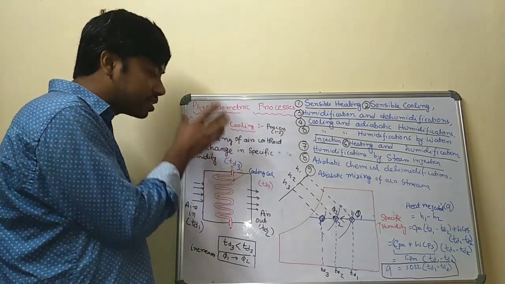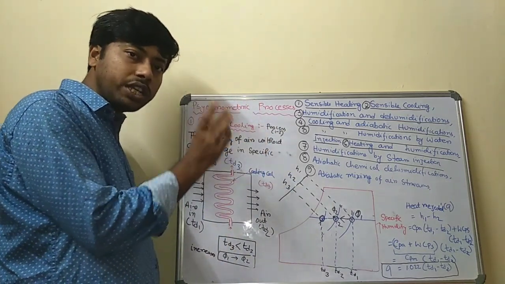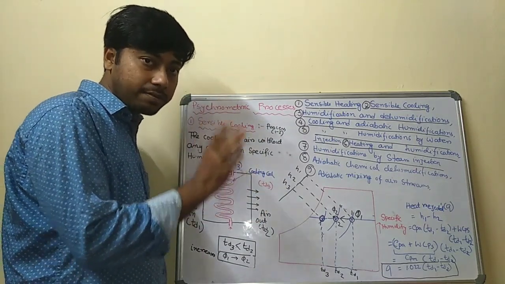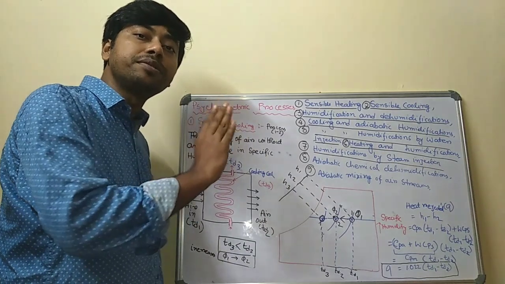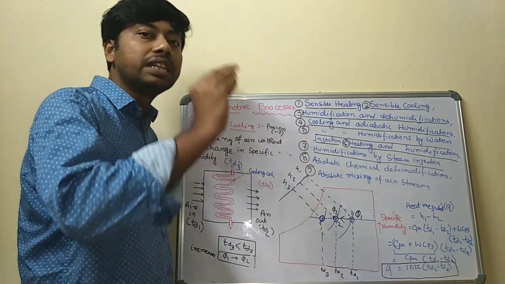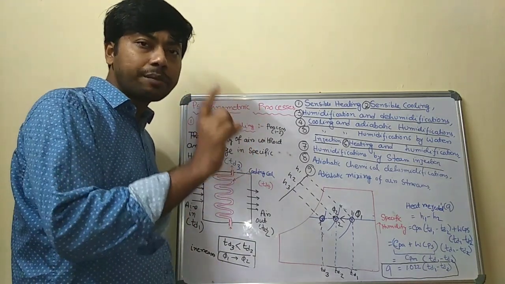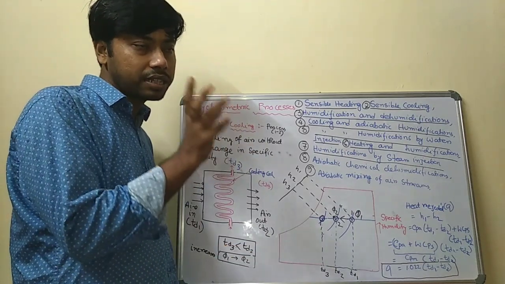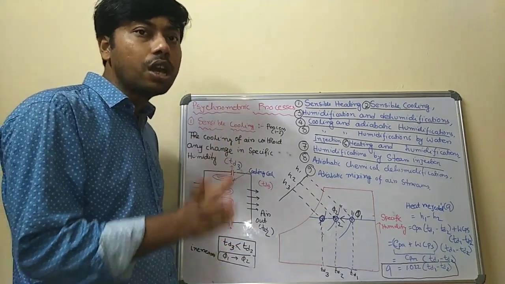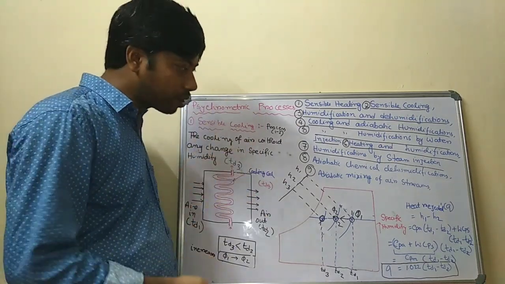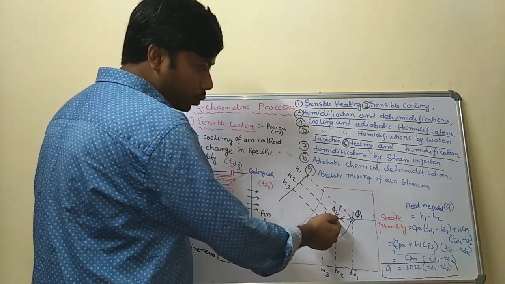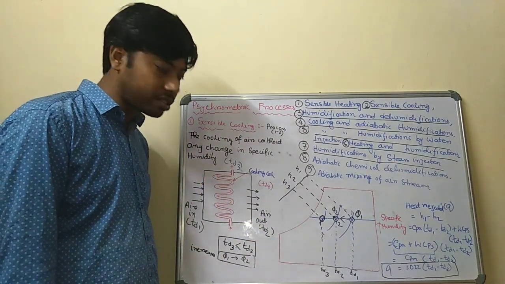So sensible cooling is the process in which cooling of air takes place without any change in specific humidity. That means in this process the specific humidity doesn't change. Suppose the sensible cooling process is 1 to 2. That means W1 is equal to W2. That's a sensible cooling process.